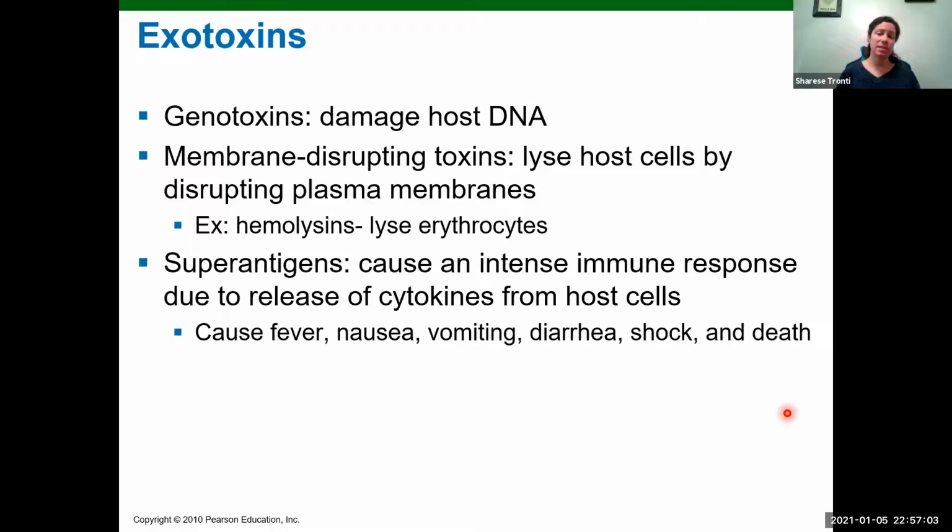An example of this is hemolysins, which is going to lyse erythrocytes, or red blood cells specifically. And we are going to see hemolysins in the lab. Super antigens, these are going to cause an intense immune response. So it's the immune response that's causing an issue with the super antigens. This causes fever, nausea, vomiting, diarrhea, shock, and death.